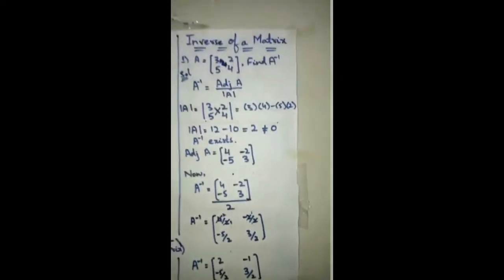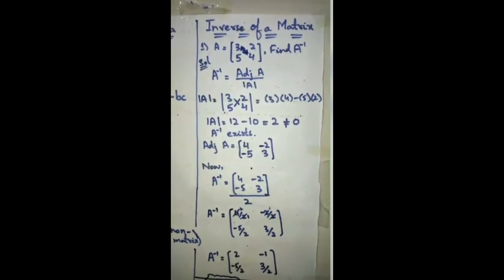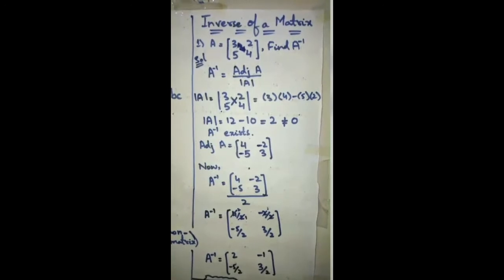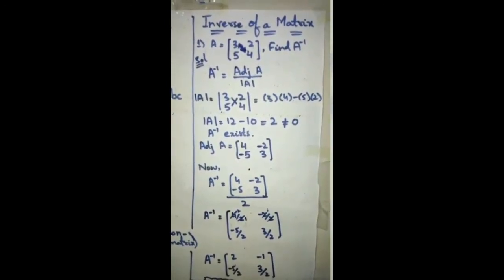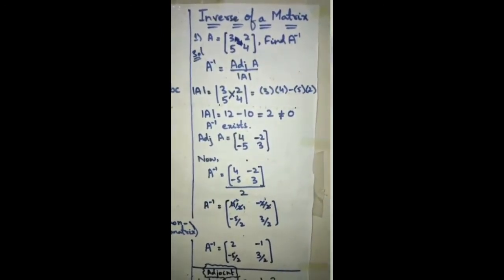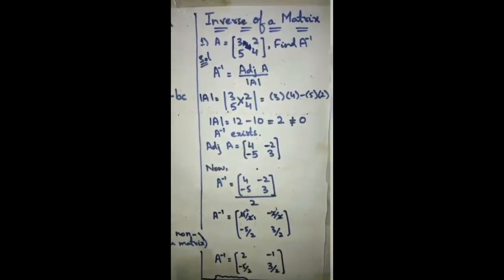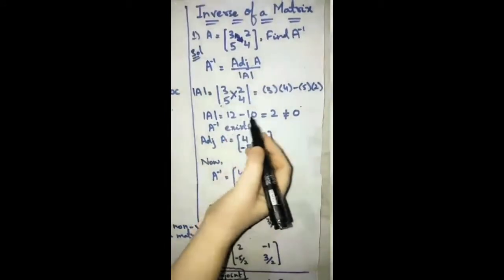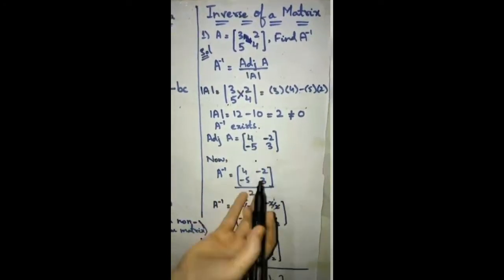Inverse of a matrix. Here is an example for this question. A equals [3, 5; 2, 4]. Find A inverse. A inverse equals adjoint of A divided by determinant of A. Firstly, we will find the determinant of A. If the determinant of A is 0, it is a singular matrix and we do not solve this type of matrix further. If the determinant of A is not equal to 0, it is a non-singular matrix and a solution exists.